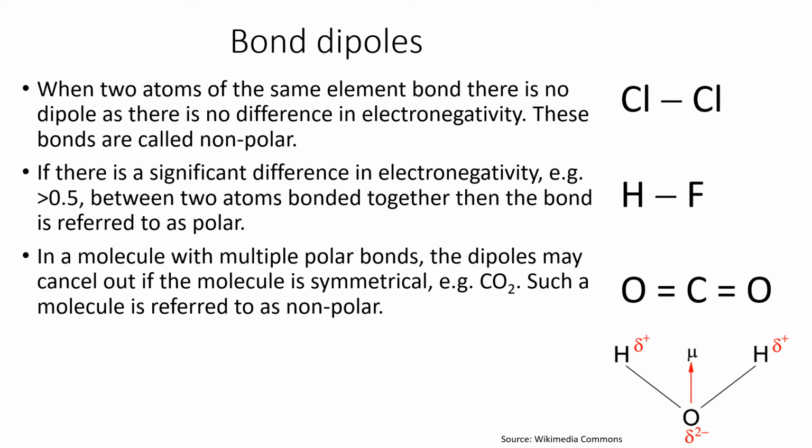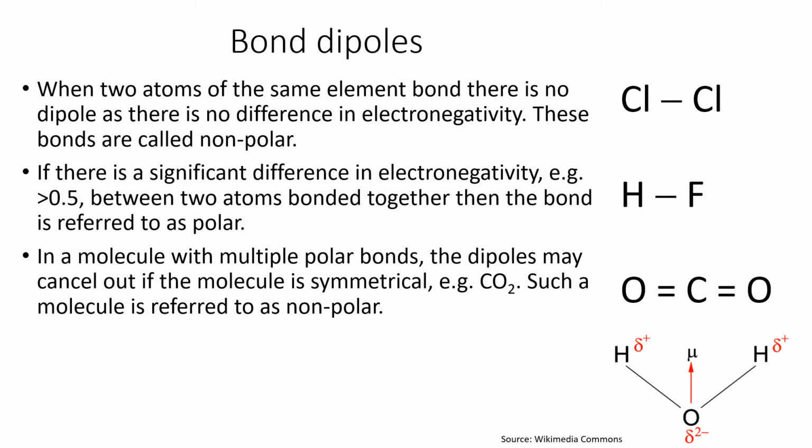But we've got an interesting one coming up here with carbon dioxide, because between the carbon and the oxygen atoms there is a significant difference in electronegativity. And so either of those two C double bond O bonds that we see could in itself be regarded as a polar bond. But really, when we're looking at molecular properties, the important quantity is the molecular dipole, the overall dipole. And it turns out that if a molecule has multiple bonds, multiple dipoles, we have to sum them up.